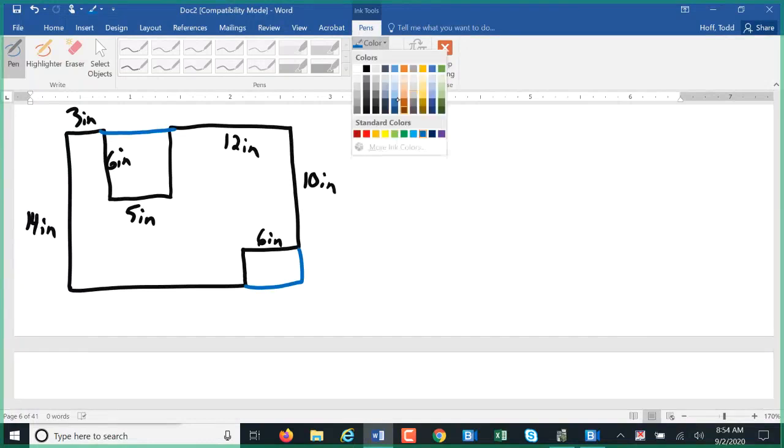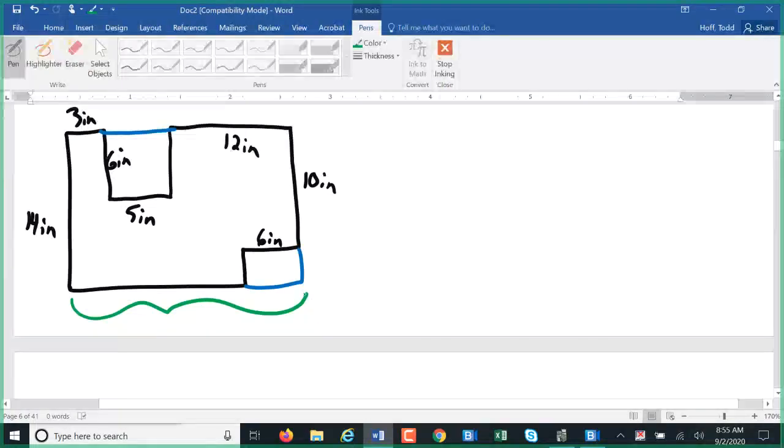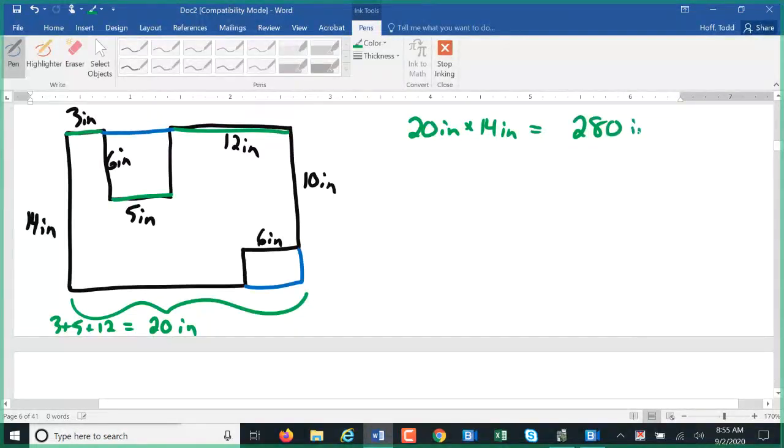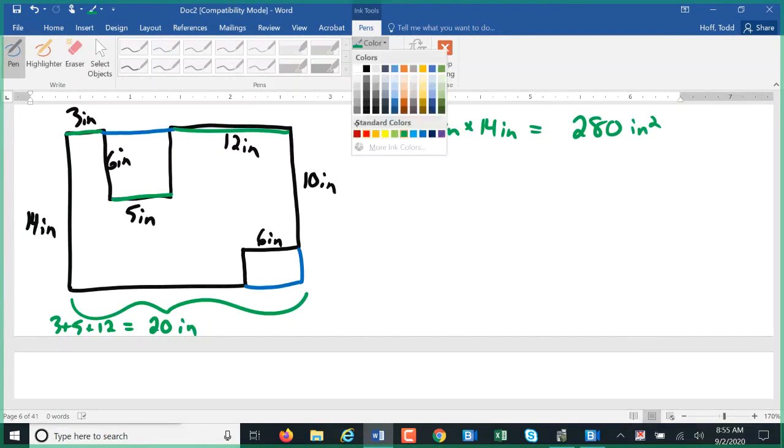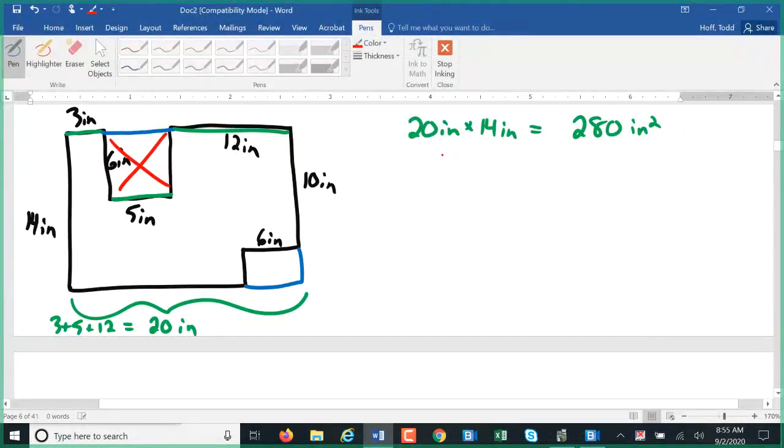Well, to do this, the first thing I need to know is what this overall length is here. Well, I can find it by adding the 3, the 5, and the 12, all add up to that overall length. 3 plus 5 plus 12 makes 20 inches of length. So the overall area of this, the big area, is 20 inches by 14 inches, or 280 inches squared. Now from that, I have to subtract this smaller piece here. That's 6 inches by 5 inches, or 30 square inches. That puts me at 250 inches squared.